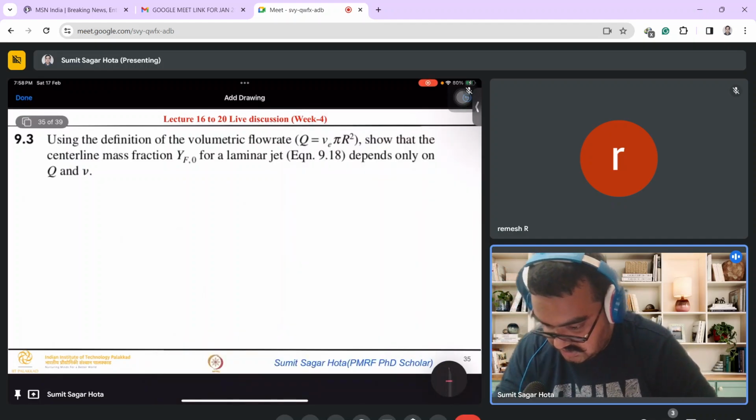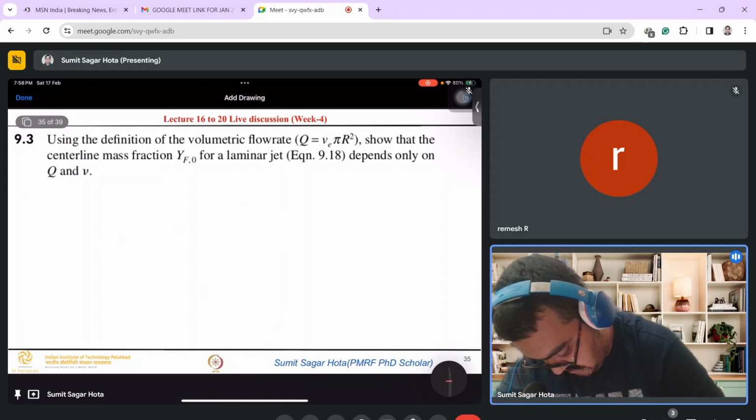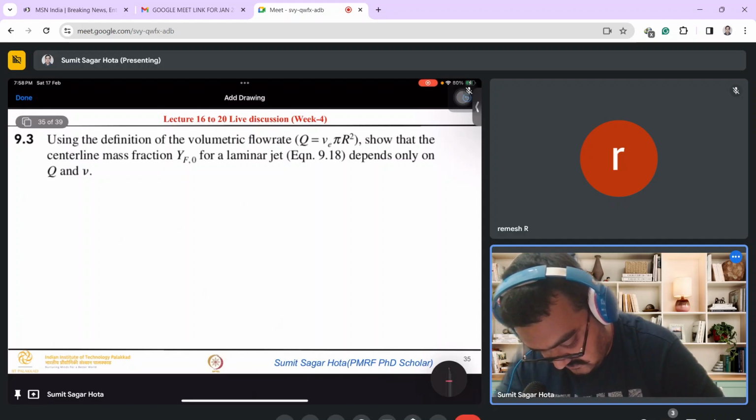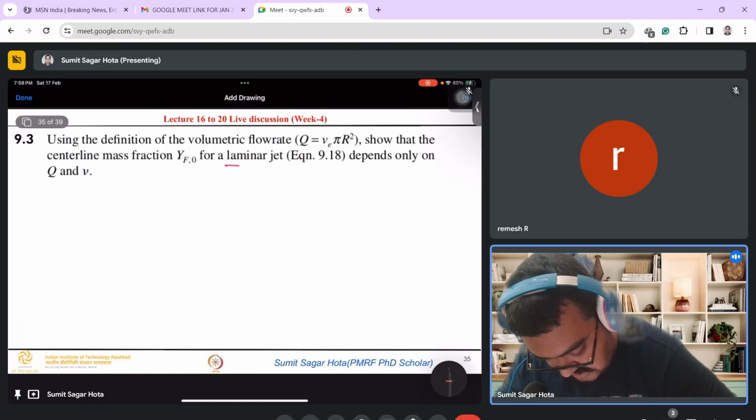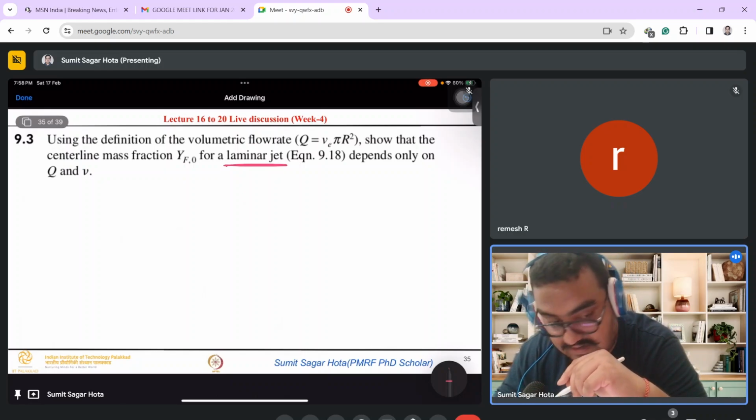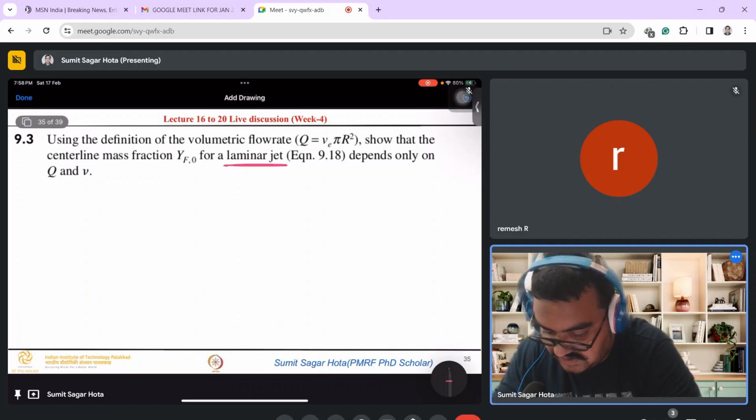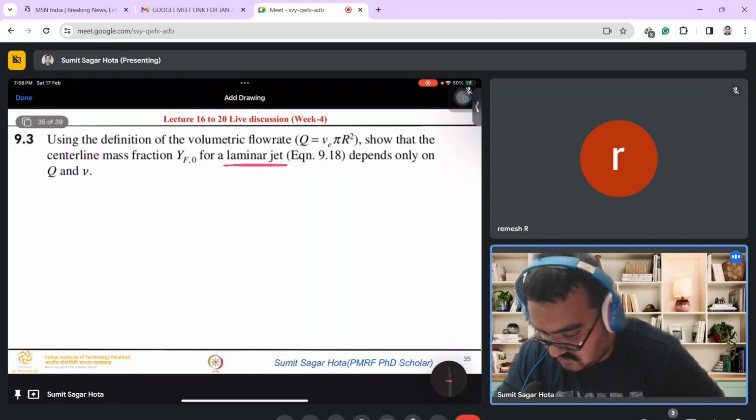This question uses the definition of volumetric flow rate Q equal to pi r square, to find the centerline mass fraction YFO for a laminar jet. When the question says laminar jet, you get to know it's a non-premixed, diffusion flame, not a premix. Jet is one key term you can find in most questions.